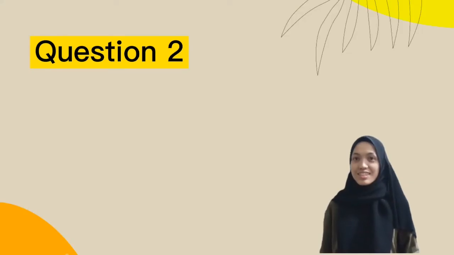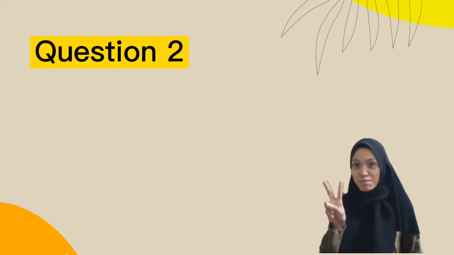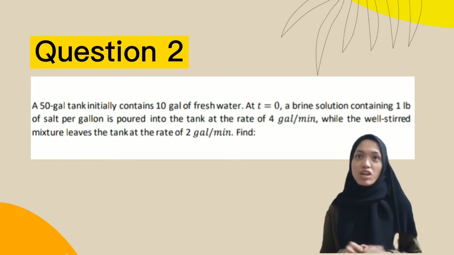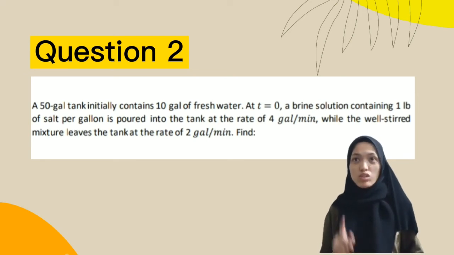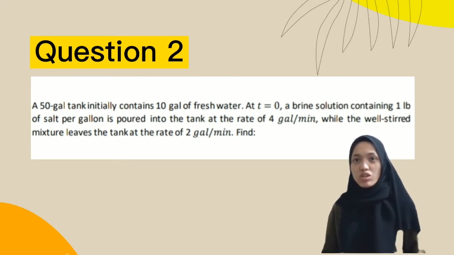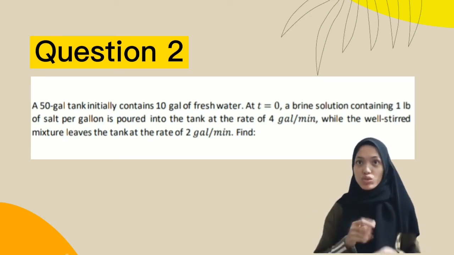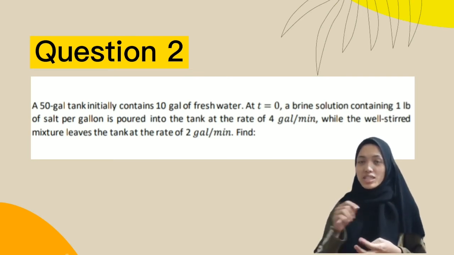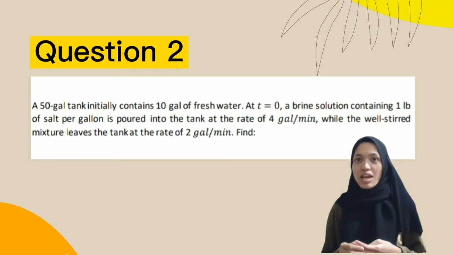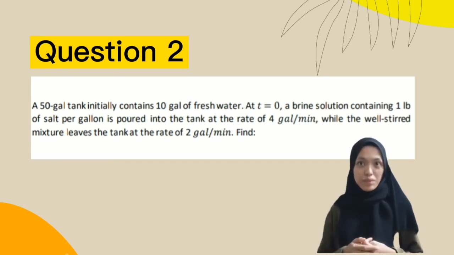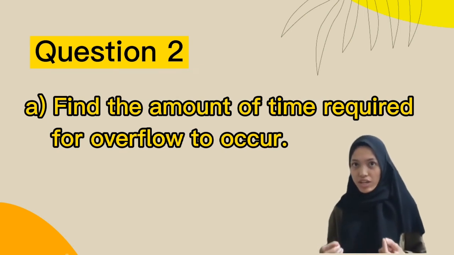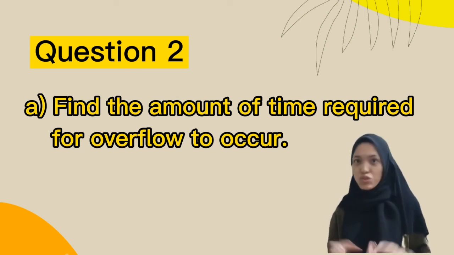Thank you. Next, we are moving to question number 2. A 50-gallon tank initially contains 10 gallons of fresh water. At t equal to 0, a brine solution containing 1 pound of salt per gallon is poured into the tank at the rate of 4 gallons per minute, while the well-stirred mixture leaves the tank at the rate of 2 gallons per minute. First, how can we find the amount of time required for overflow to occur?